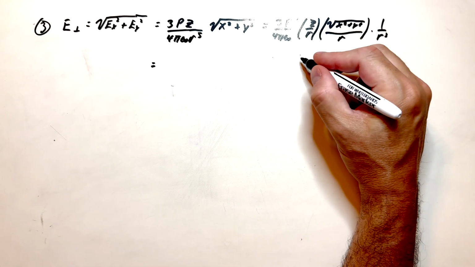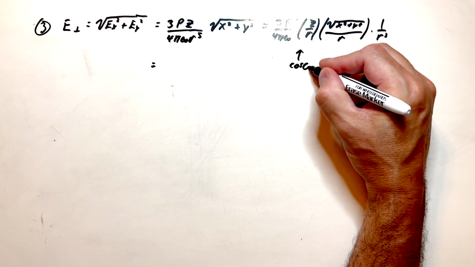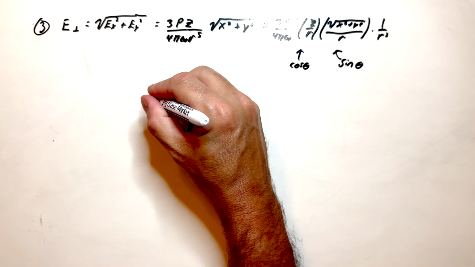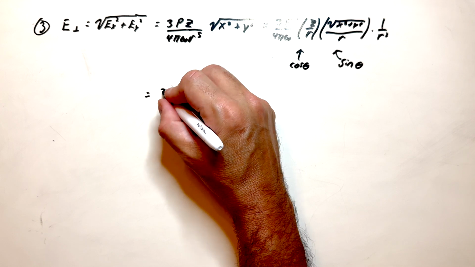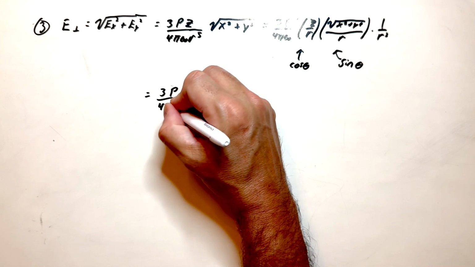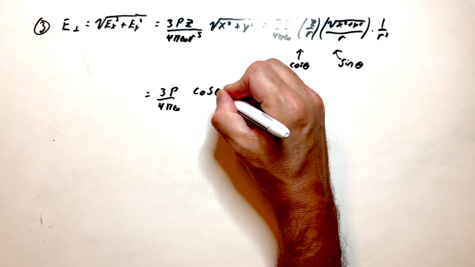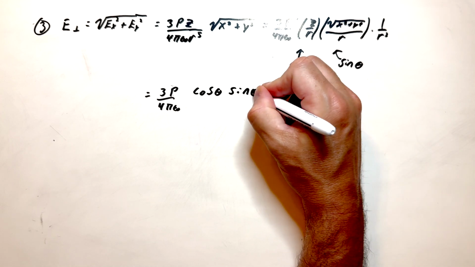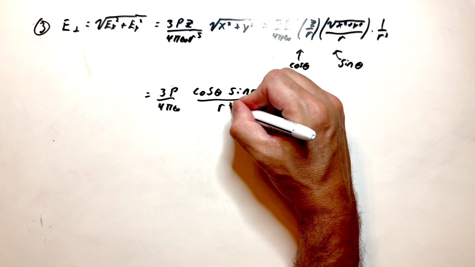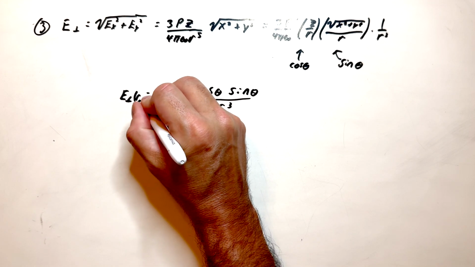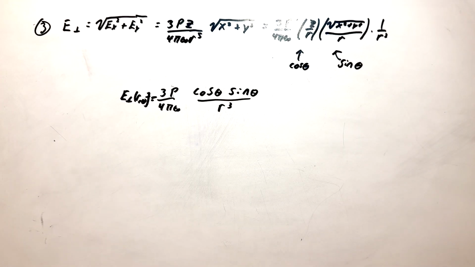Now we'll just substitute it in for this. This is going to be cosine of theta. This term is going to be sine of theta. We get 3p over 4 pi epsilon naught times the cosine of theta times the sine of theta, all divided by r cubed. And this will be our perpendicular component as a function of r and theta. There.